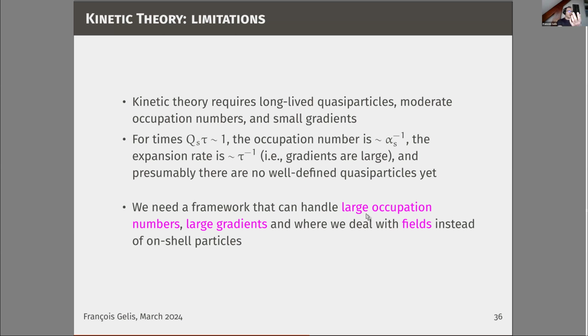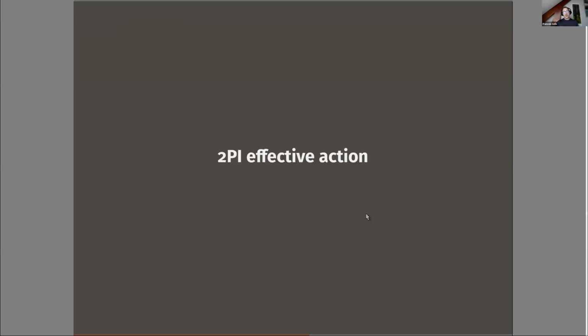The expansion rate is 1 over the time, which is large also at the beginning. And presumably at the beginning, if you were computing the self-energy of the gluons, you will find a significant imaginary part, which means that they have a short lifetime and you don't really have well-defined quasi-particles yet. So what we need is a framework that could handle large occupation numbers, large gradients, and where we don't really need the hypothesis of having quasi-particles, but we can deal directly with quantum fields. So this framework exists. It's the 2pi effective action.